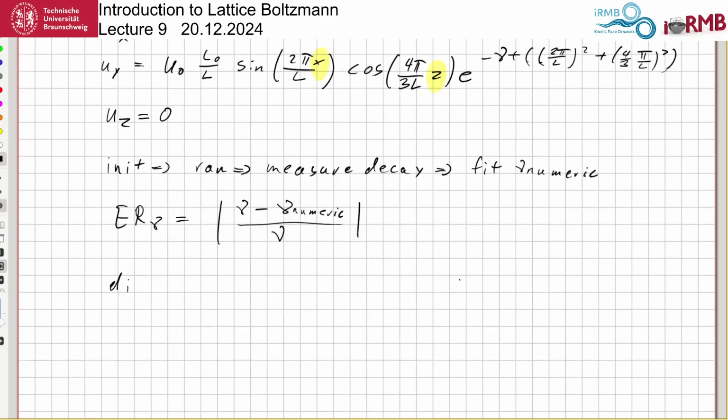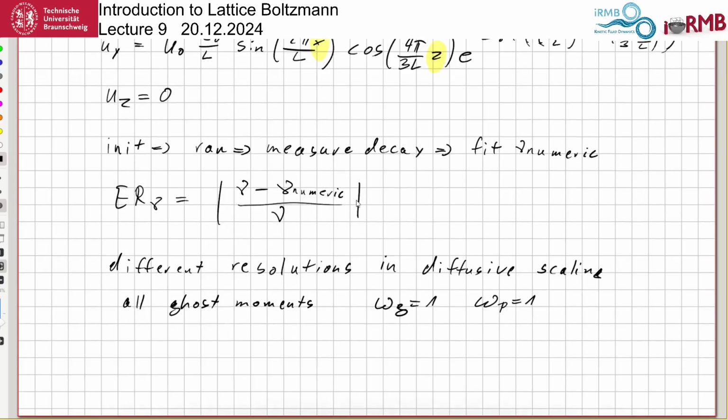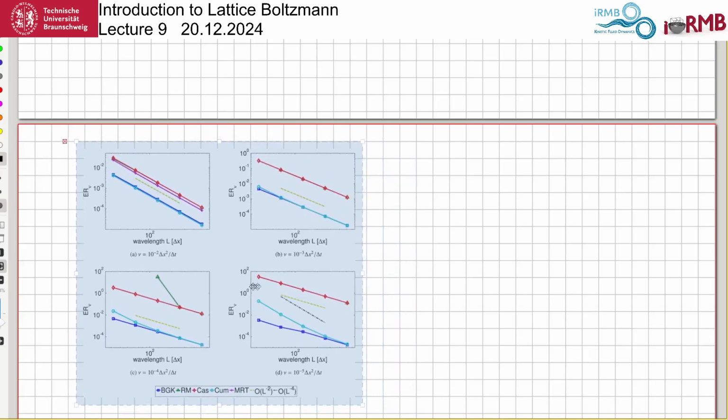So, and then you do this with different resolutions in diffusive scaling. What we do is we set all ghost moments, omega ghost equal to 1. Also, we set omega p also equal to 1. And then we look at the results. And the results are also in my paper, but we now see them here.